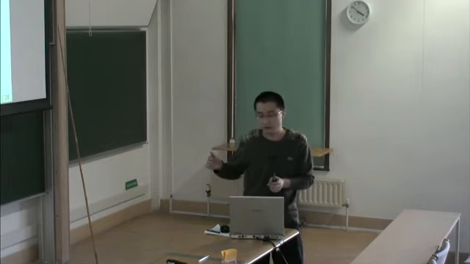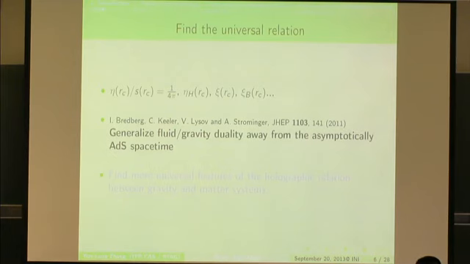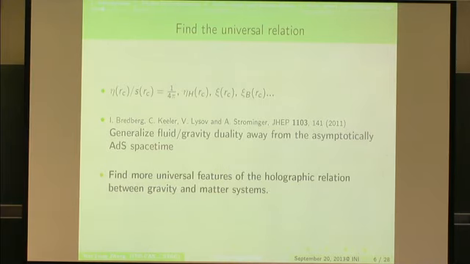It can either be asymptotically AdS, flat, or even de Sitter. So this can generalize fluid gravity dualities away from asymptotically AdS spacetime, because there should exist a universal relation between the gravity and the matter systems.